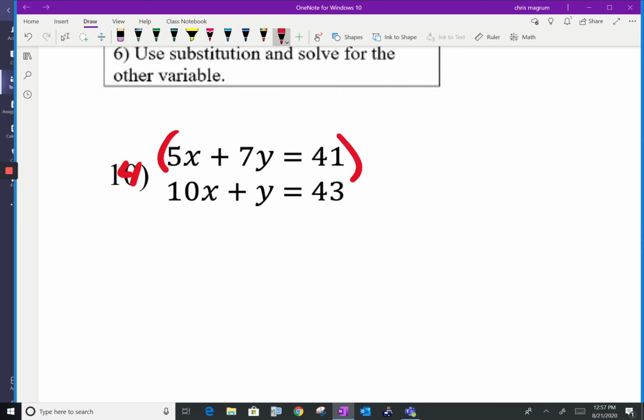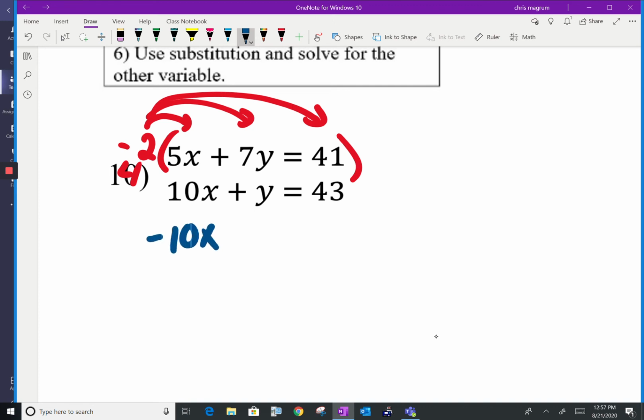And again, I need the x's in this case, because that's where I decided to work with. I need the x's to have the same coefficient but opposite sign so that they will cancel. So I have a 10 below, 5 times what is 10? 2. But I need a negative so that it will cancel, and then go ahead and distribute that to everything inside of parentheses, or both sides of the equation. Alright, so we have negative 2 times 5x, negative 10x, negative 2 times 7y, negative 14y, equals negative 2 times 41, negative 82.